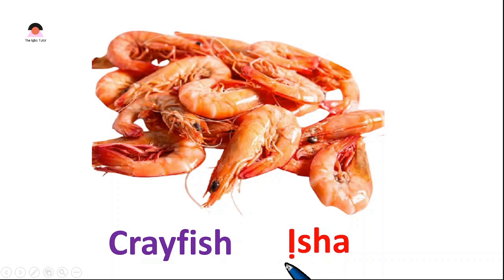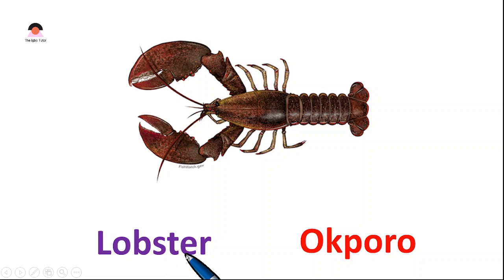Crayfish is called isha in Igbo language. Isha. That is our crayfish. Next is lobster. It looks like crayfish also, but the claws are bigger than those of crayfish. We call it okporo. Okporo. That is lobster.